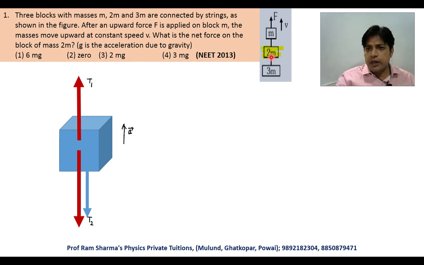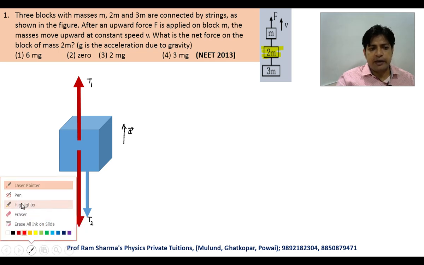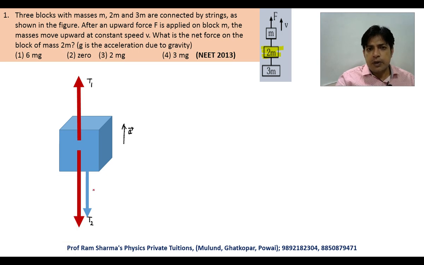If you see 2m carefully, at the upper end of 2m there is a string, so there is a tension T1. At the lower end also there is a string, so there is a tension T2. And apart from that, there is one more force that is acting because of gravity, and that's nothing but its weight. So its mass is 2m, so the weight will be equal to 2m into g. This is the weight. So there are three forces in all, T1, T2 and 2mg, right?